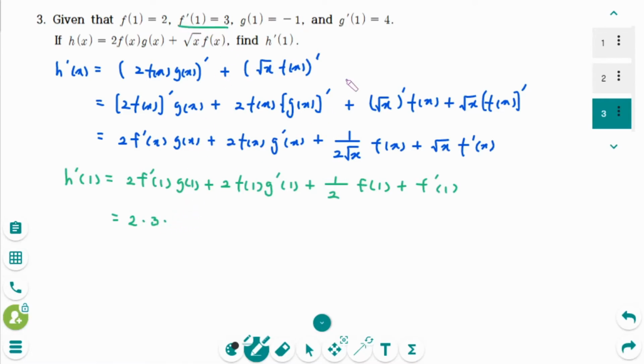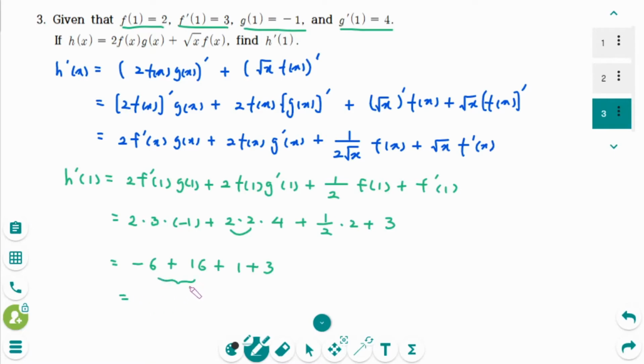g of 1 equals minus 1, plus 2 times f of 1 equals 2, times g prime of 1 equals 4, plus 1 over 2, f of 1 equals 2, plus f prime of 1 equals 3, minus 6, plus 4 times 4, which is 16, plus 1 plus 3. So it's 10, then 4. Final answer is 14. So h prime of 1 equals 14.